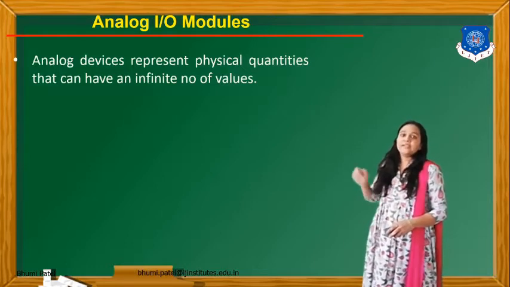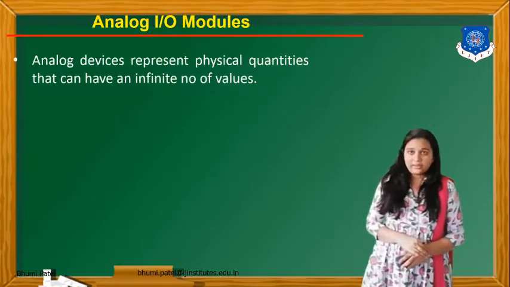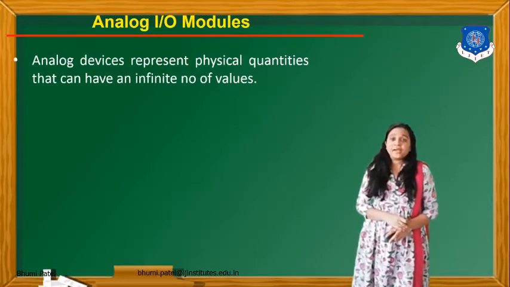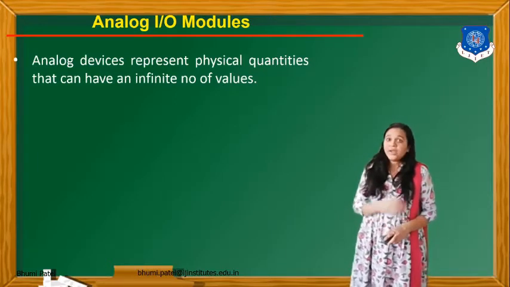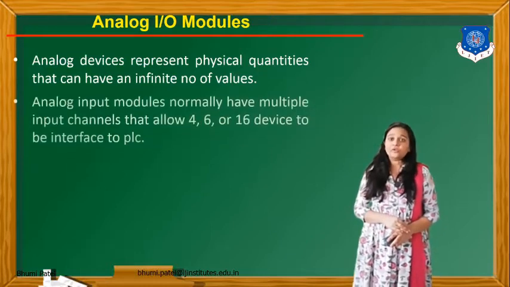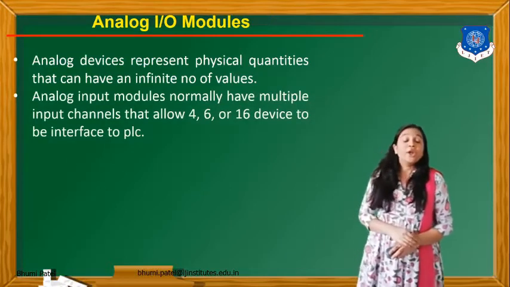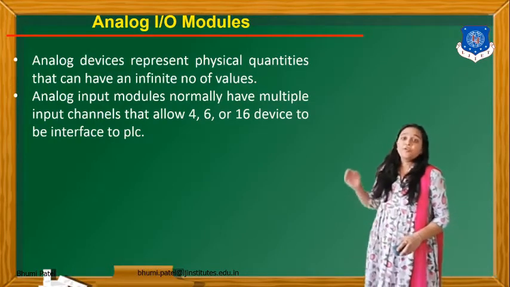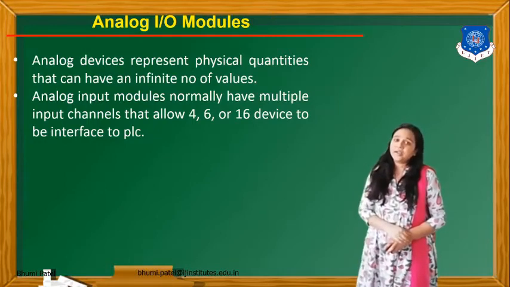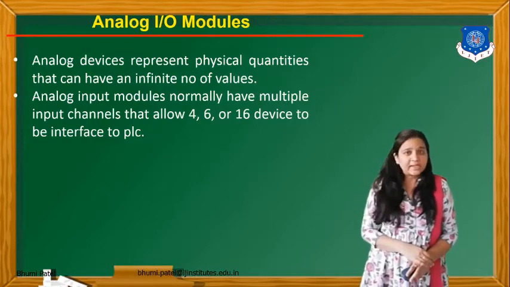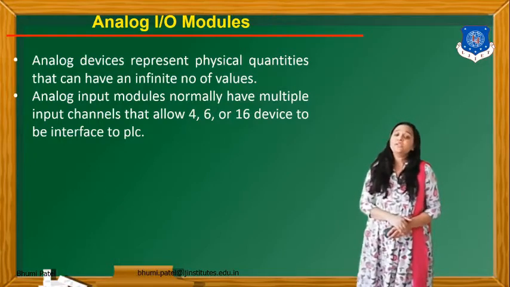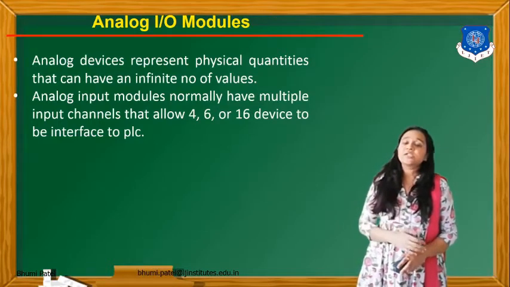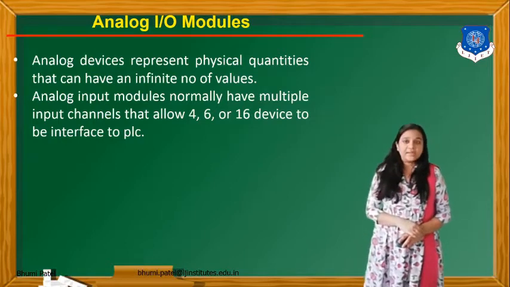So today, what is the analog I/O module? Analog devices represent physical quantities that can have an infinite number of values. So we can connect an analog device to a particular system that has an infinite number of values. Analog input modules normally have multiple input channels that allow 4, 6 or 16 devices to be interfaced with the PLC. Depending upon the requirement of the system or the plant, we can connect 6, 8 or 16 devices to interface with the PLC hardware.